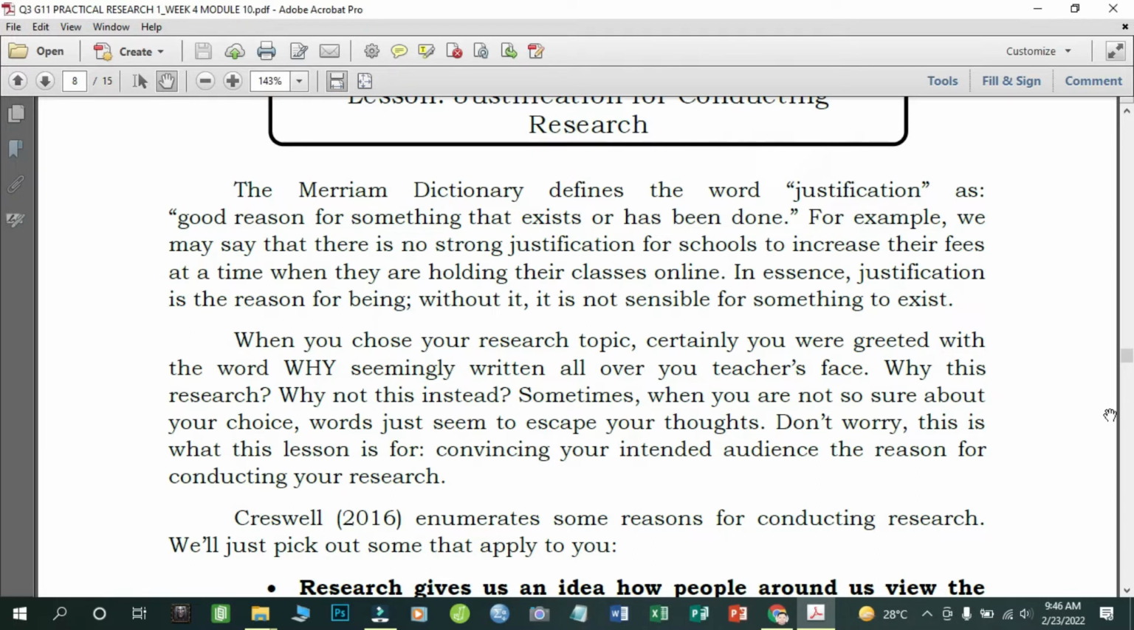In this part of your research, this is what we call the urgency of your study. Why do you need to conduct your study? What is its relevance to yourself or to your society? What can it contribute? What knowledge can it give to us?